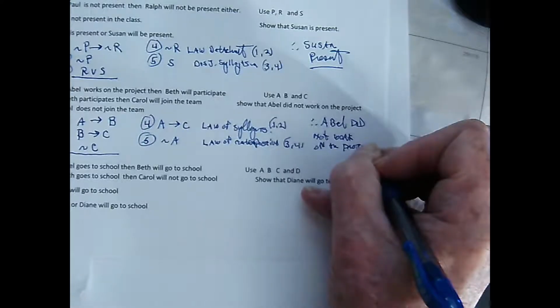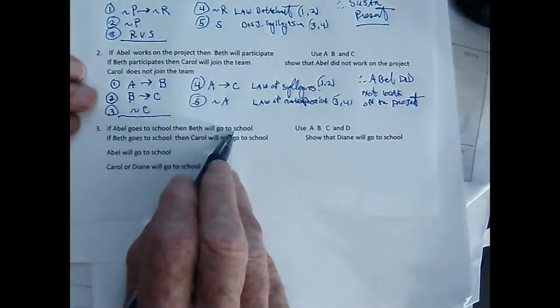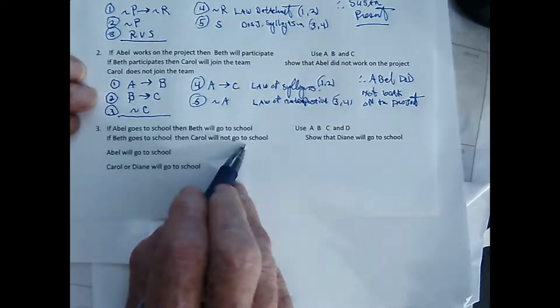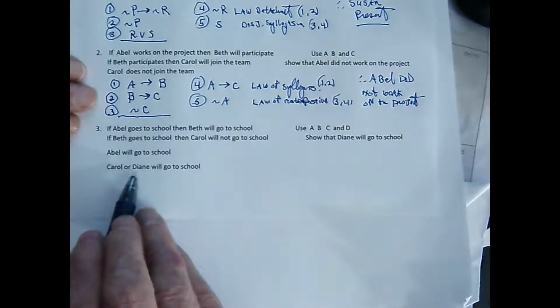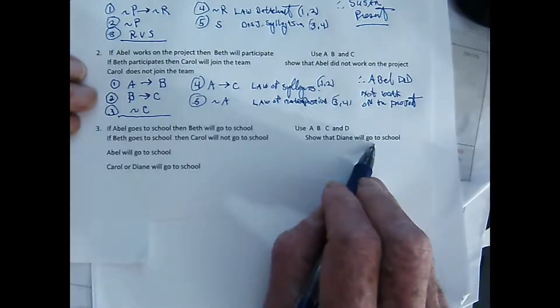Let's look at another. If Abel goes to school, then Beth will go to school. If Beth goes to school, then Carol will not go to school. Abel will go to school. Carol or Diane will go to school. I'm supposed to use A, B, C, and D, and show that Diane will go to school.